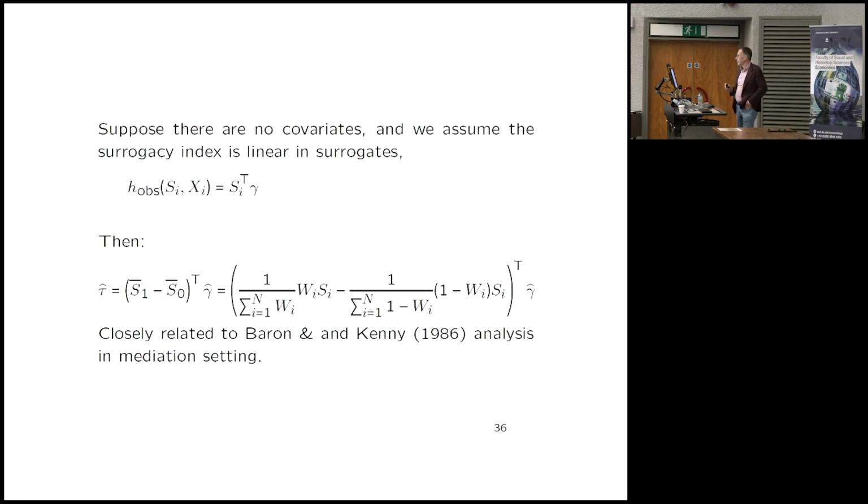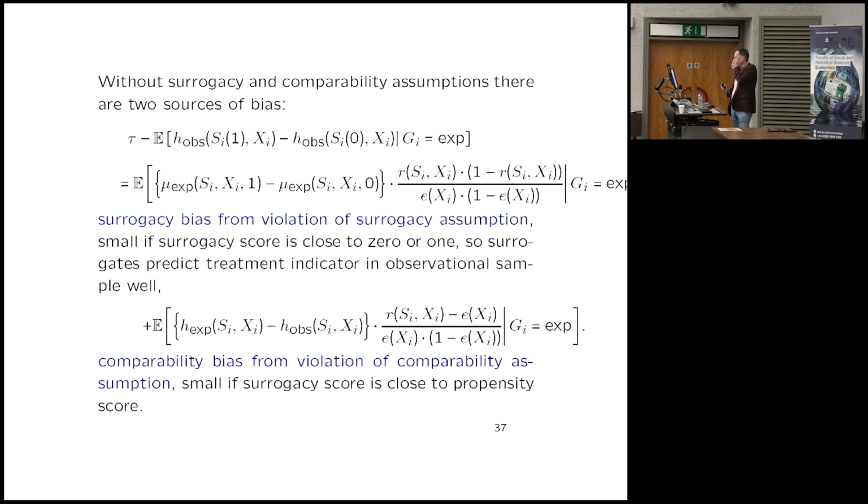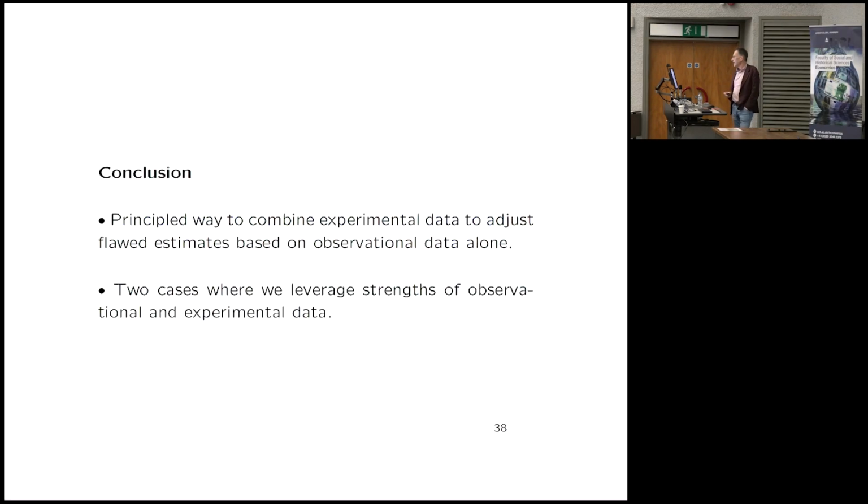And so, a final comment: in the case where you're willing to make the assumption that the surrogate index is linear in the covariates, then it becomes very clear that what you're doing is looking for a way of balancing these different outcomes and putting weight on them proportional to how they affect the primary outcome. And that's related to what Baron and Kenny do in the mediation literature. I mentioned you can figure out what the bias is from violations of these assumptions and when this is going to do well, but let me skip that and just make a couple of concluding comments.